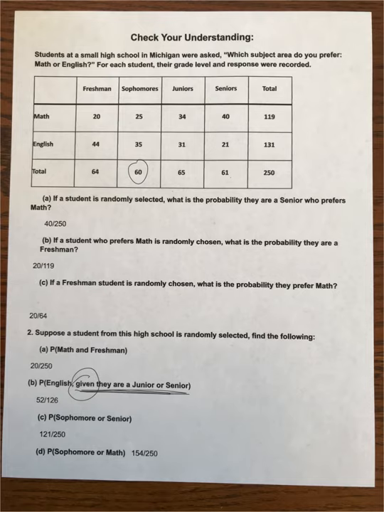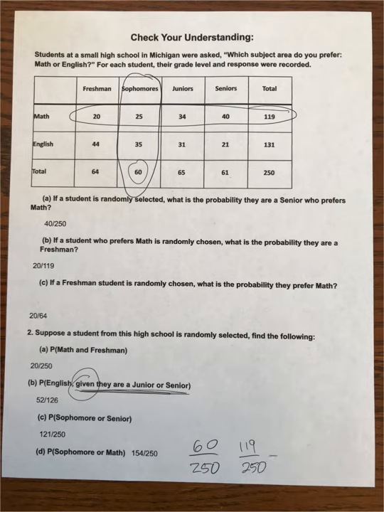The probability that you're a sophomore, 60 out of 250, or you like math. Now, be very careful. We're in the sophomore column, and how many people like math? So you've already counted the 25 once when you say you're a sophomore. So 60 out of 250. You've already counted that 25. Now, what's the probability that you like math? Well, that's 119 out of 250. So you have to subtract the 25 that were overlapping.